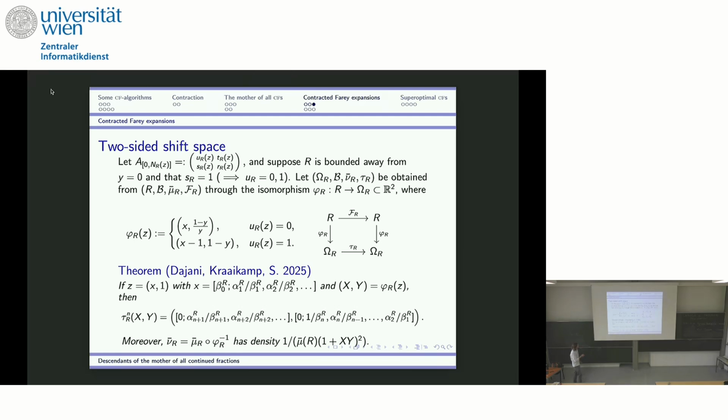Okay, so if you start now with a point of the form (x, 1), whose contracted Farey expansion is beta naught r, alpha 1 r over beta 1 r, etc., look at the image of this point under this isomorphism map, (big X, big Y). This map tau r of the isomorphic dynamical system is essentially a two-sided shift on the contracted Farey expansion. In the first coordinate, you're just forgetting the first digits. In the second coordinate, you're keeping track of those digits. So this is very similar to what Hitoshi was mentioning before.